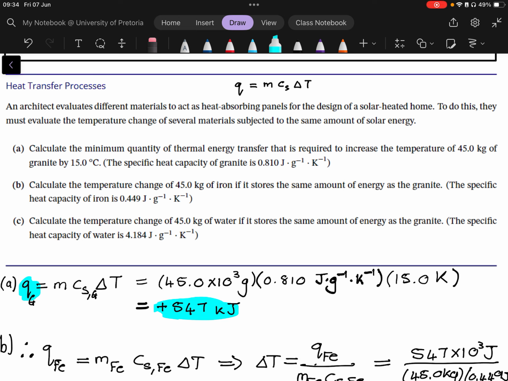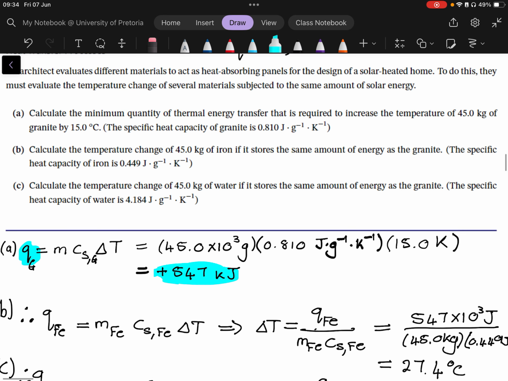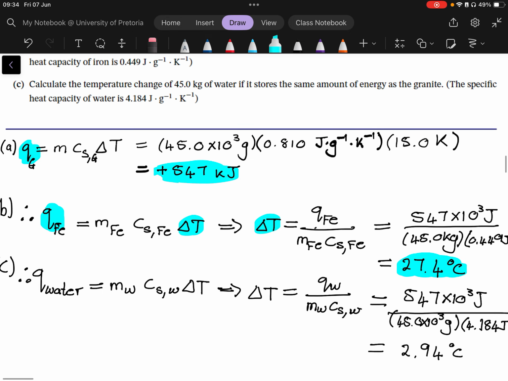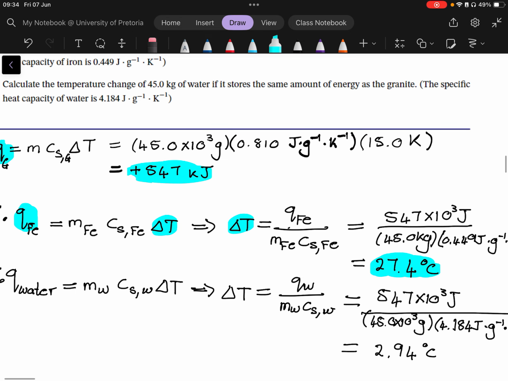The subsequent question says: calculate the temperature change of 45 kilograms of iron if it stores the same amount of energy as the granite. In this case, we have the heat and we want to get the change in temperature. So we solve for the change in temperature, and you should get that the iron will change by 27.4 degrees Celsius. Then the next question asks exactly the same again, but this time for water.